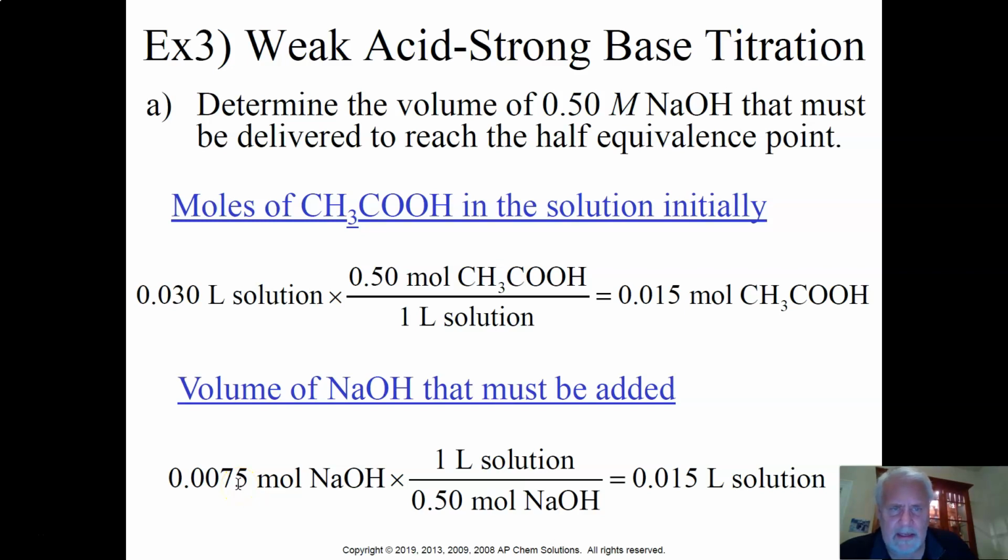Welcome back. If you said it's half equivalence, so that's when you're halfway there, and half of 0.015 is 0.0075, then you are right. That is correct. So that is how much NaOH must be added to get to the half equivalence point. It's just a term that says that you're halfway to the moles that you need.